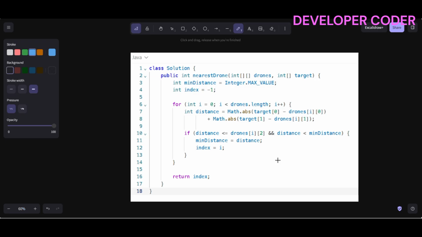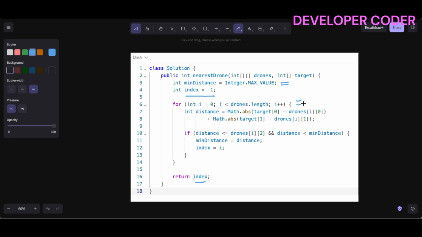So this is the code, very simple. Here I'm taking min distance as Integer.MAX_VALUE, and index I'm taking as -1, so that in future if I don't update my index anywhere, meaning no drone can reach the target, then I will simply return -1. That's why I'm taking -1 here.